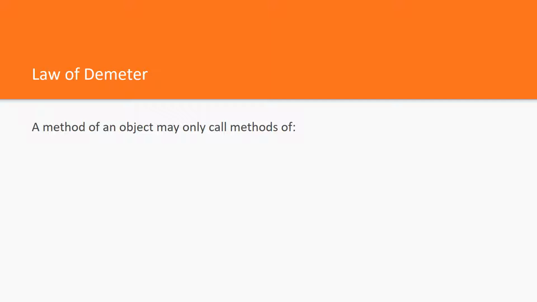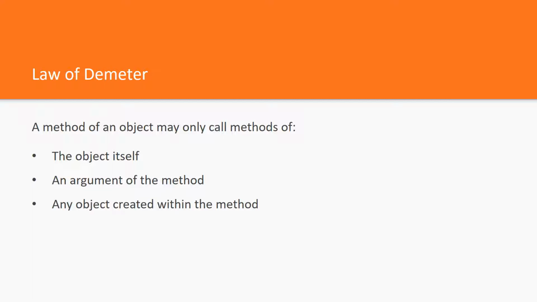The formal object form of the law can be summarized as: a method of an object may only call methods of the object itself, an argument of the method, any object created within the method, and any direct properties or fields of the object. Oh, at last, the practical meaning becomes clear. Moreover, all these guidelines in the end came to the following simple statement: don't talk to strangers. Another simple formula of this law is: use only one dot.